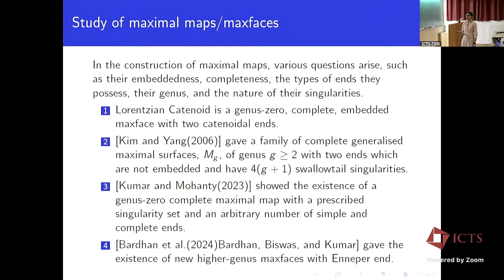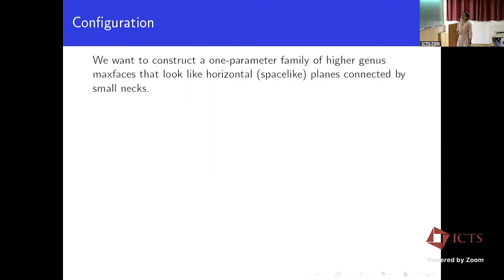Similarly, we have other theory. In this work, which was joint work with my advisor and others, we want to construct a one-parameter family of maxfaces which are complete, embedded, and of finite genus, and where we can also take a finite number of ends, and the ends will be either catenoid or planar ends. This family looks like horizontal space-like planes connected by some small necks.